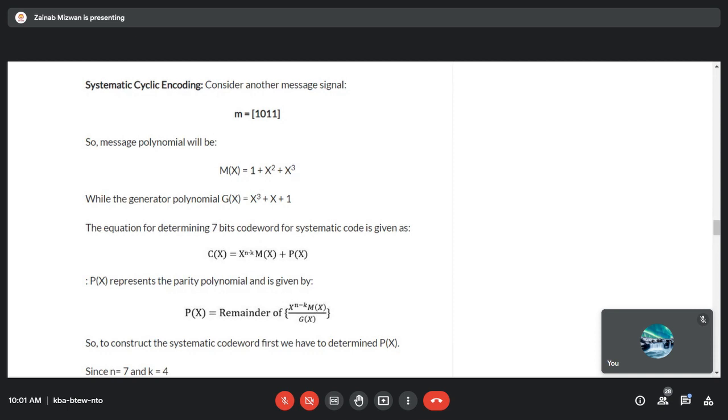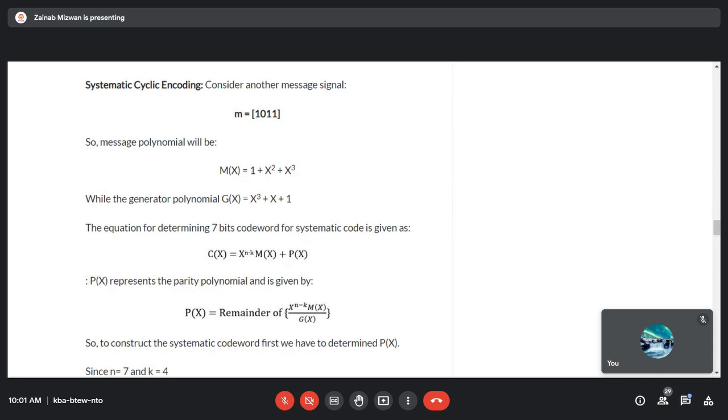B of X equals B0 plus B1 X raised to 1 plus B2 X square and so on, up to B suffix N minus K minus 1, and the power of X will be N minus K minus 1. Dhrumil, your doubt was why the generator polynomial does not have N minus K minus 1. Okay, it is being used in the parity polynomial. So the highest power of the parity polynomial will be X raised to N minus K minus 1. Am I clear now, Dhrumil?